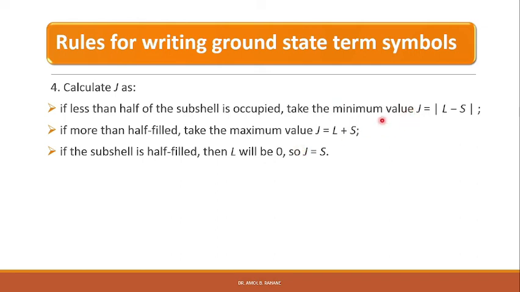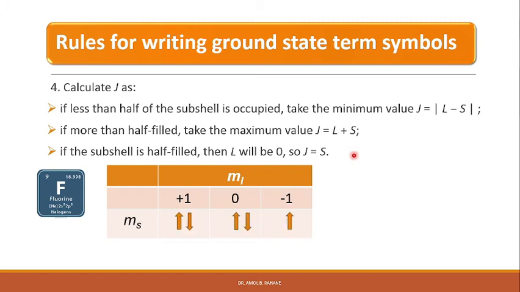If the subshell is less than half filled, in that case we have to take the minimum value of J as the ground state, right? If the subshell is more than half filled, in that case we have to take the maximum value of J as the ground state, and if the subshell is half filled, then L is equal to 0, and therefore we get J is equal to S, right? So let us take the example of fluorine again. Here we have 5 electrons, right? We have L is equal to 1 and S is equal to +half, and therefore J is equal to L plus S to L minus S.